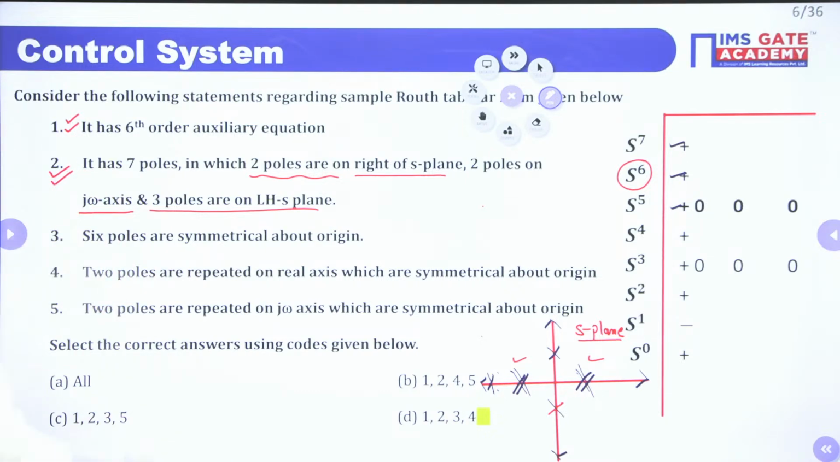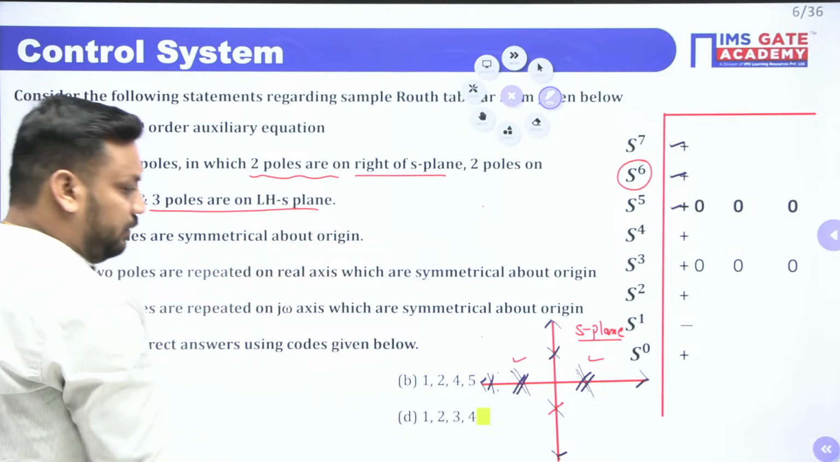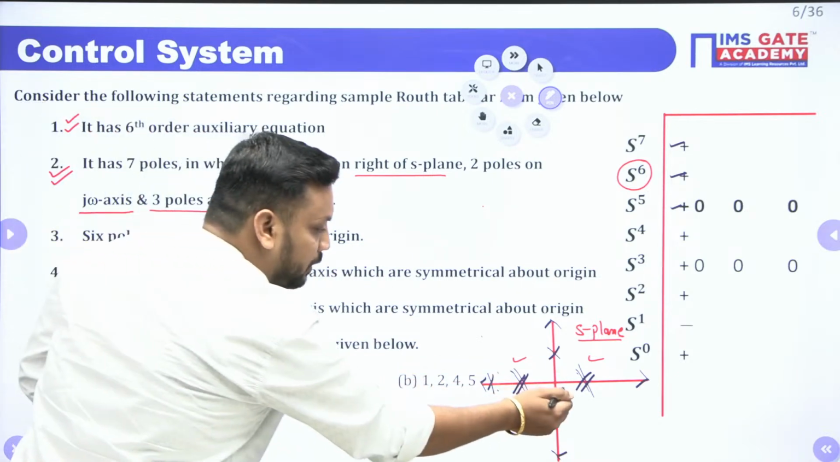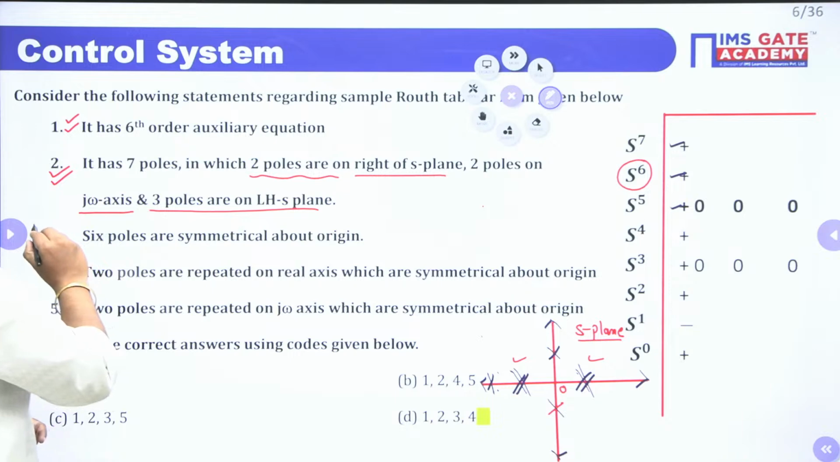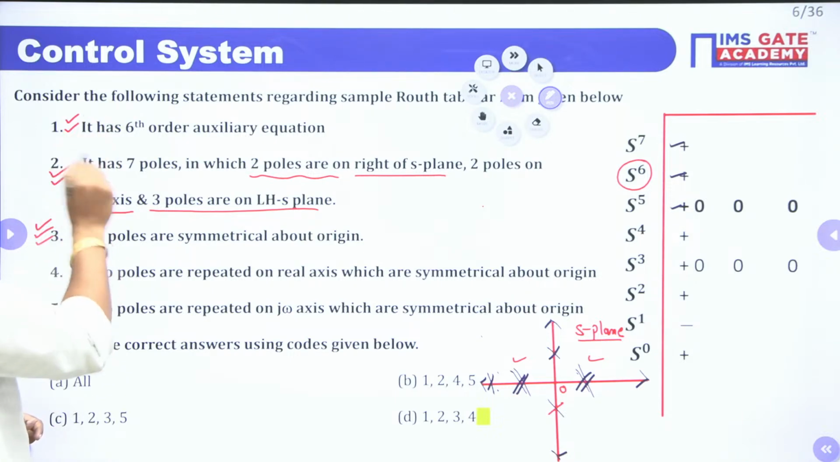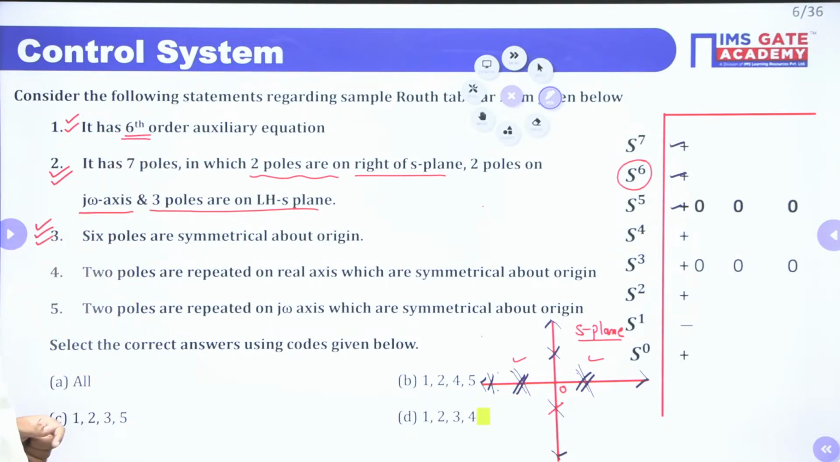The third statement: 6 poles are symmetrical about origin. Yes, 6 poles are symmetrical about origin. This statement is also true. Why? Because we are having a 6th order auxiliary equation, so definitely we are having 6 poles symmetrical about origin.